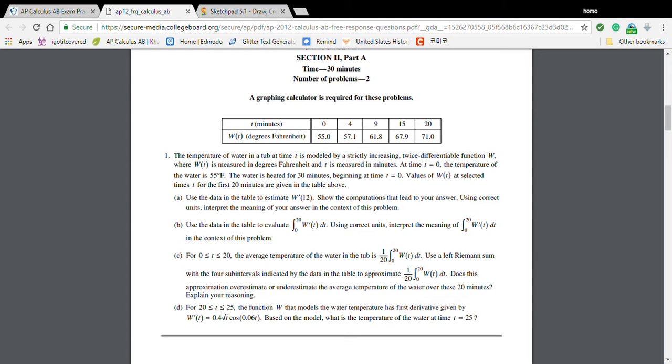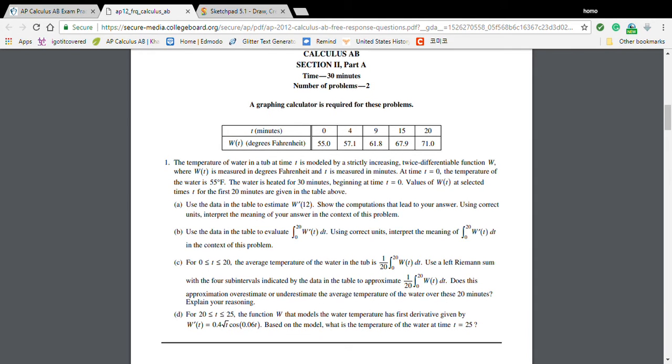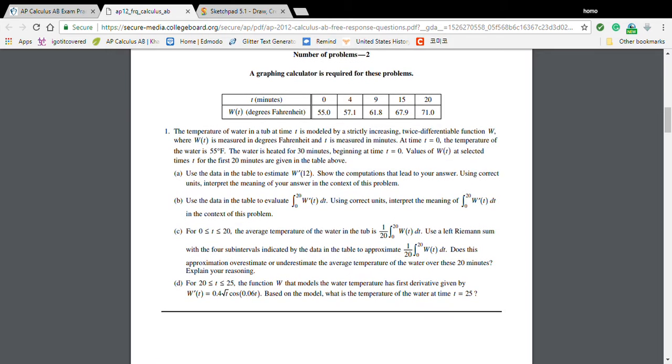The last problem we're going to look at is a rate in, rate out problem from 2012. So we're given a table, and this is a graphing calculator problem, by the way. We're given the temperature in degrees Fahrenheit and the time in minutes. Part A: use the data in the table to estimate W prime of 12. So we have to find the slope at 12 and then, using correct units, interpret the meaning of your answer in the context of this problem.